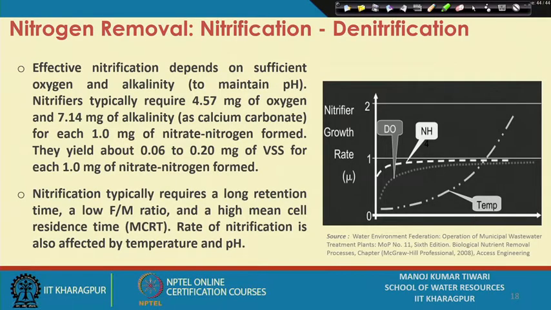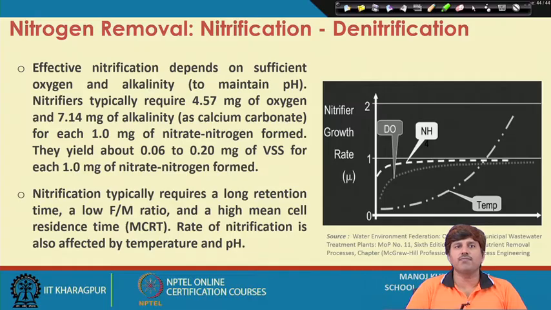Effective nitrification depends on sufficient oxygen and alkalinity being present in the system. Typically, the nitrifier requires 4.57 milligrams of oxygen and 7.14 milligrams of alkalinity as calcium carbonate for each milligram of nitrate nitrogen formed. They usually yield 0.06 to 0.2 milligrams per liter of biomass, or VSS, for each 1 milligram of nitrate nitrogen formed in the process of nitrification.